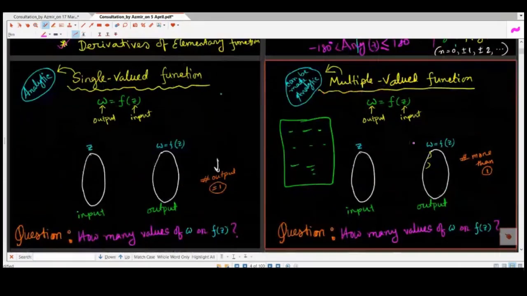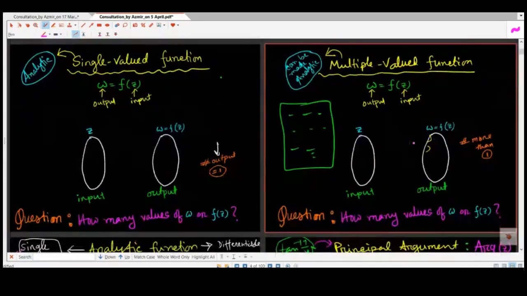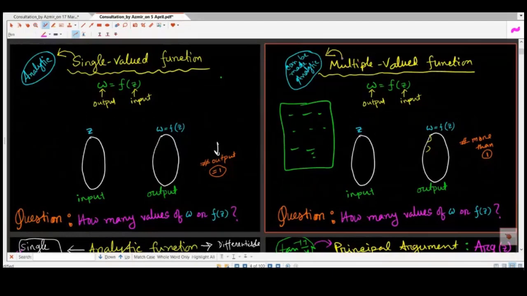Now let's talk about how we can understand whether a function is single valued or multiple valued. Let's say a function is defined as w equals f of z, where z is the input and w is the output. We have taken two sets: the first one is for the input z and the second one is for the output w. We will ask ourselves how many values of w or f of z we have for any single input z.